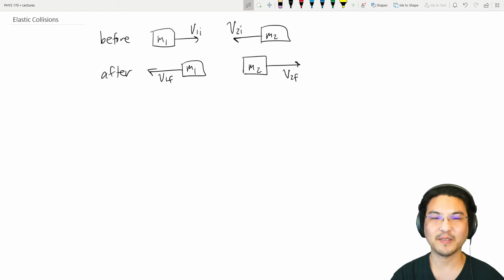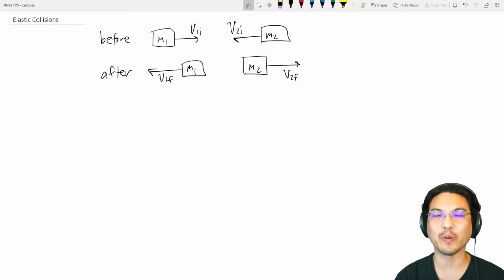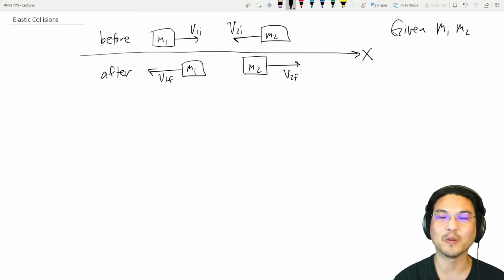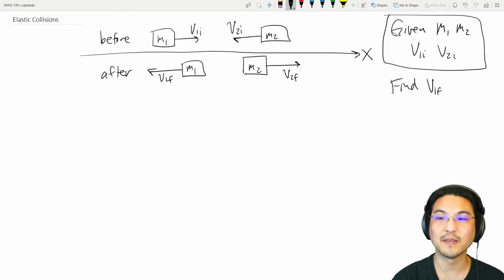Hey everybody, let's explore elastic collisions. This is a special case where both momentum and energy are conserved in a collision. For example, let's say this way is positive. We have two masses that collide, and let's say we are given both masses and both initial velocities. So if we're given this, solve for the final velocities.